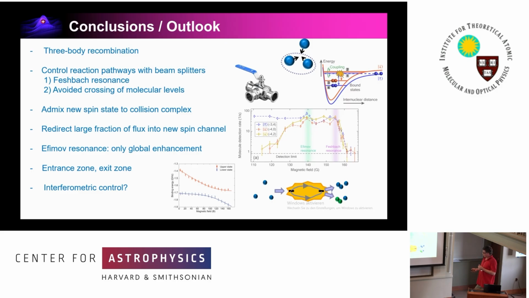And now, looking at the whole system, we see that one of the beam splitters is in the entrance zone, the other one in the exit zone, and perhaps in the future, one can use that for some interferometric control. Thanks very much.